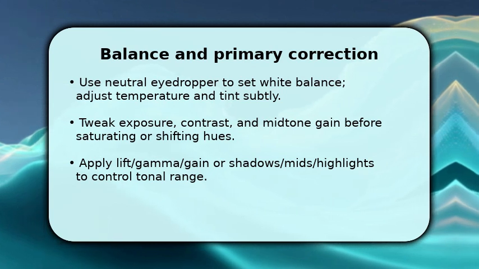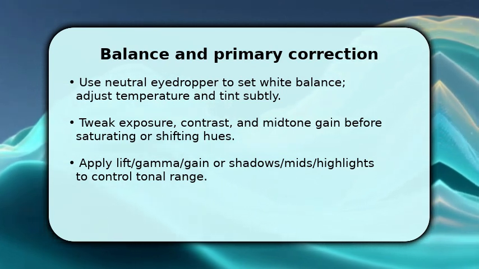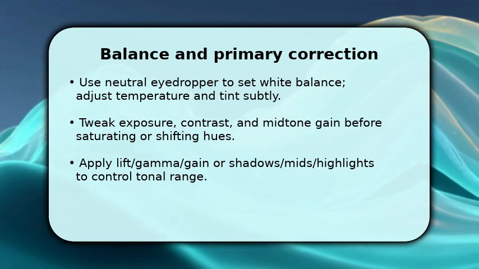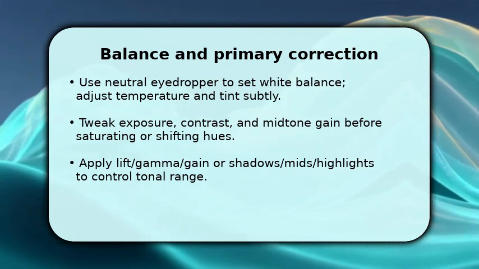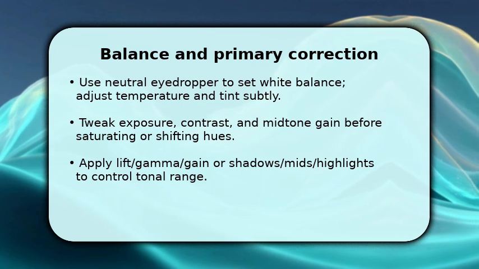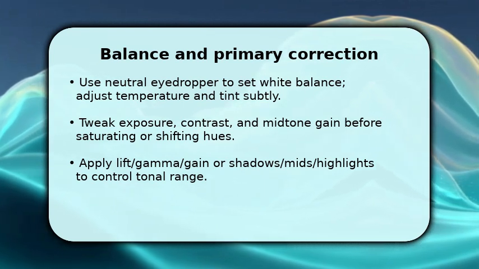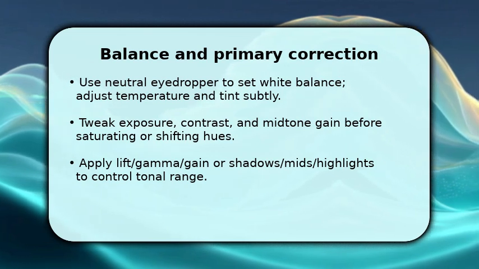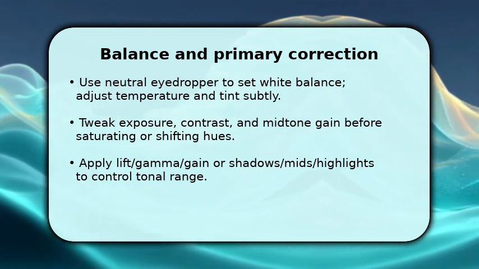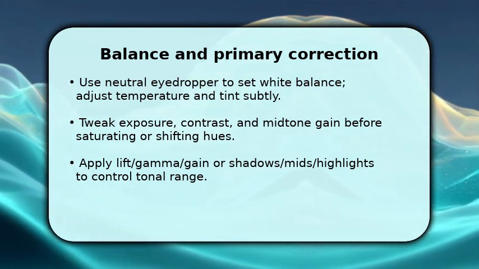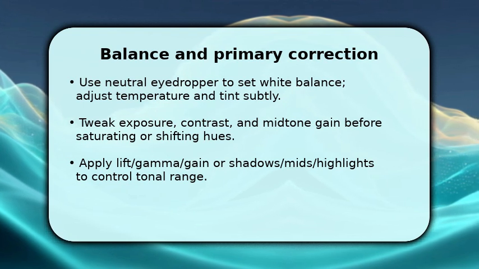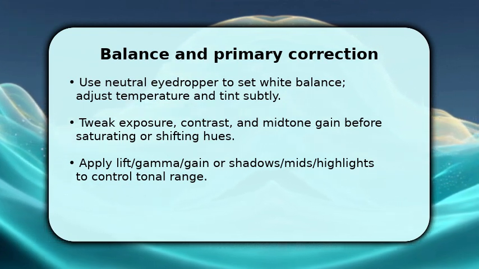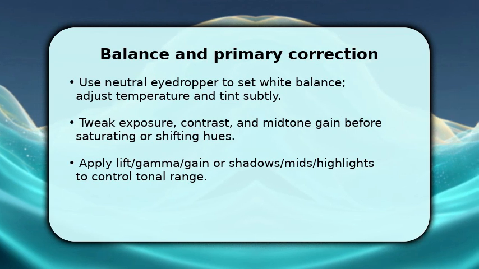Next, adjust exposure and contrast to place the image within a useful tonal window, then set midtone gain to preserve skin tones. Once base luminance is stable, use lift/gamma/gain or shadows/mids/highlights controls to refine blacks, mids, and whites. These primary moves prevent later hue shifts from producing unnatural results, so work incrementally and watch the histogram.